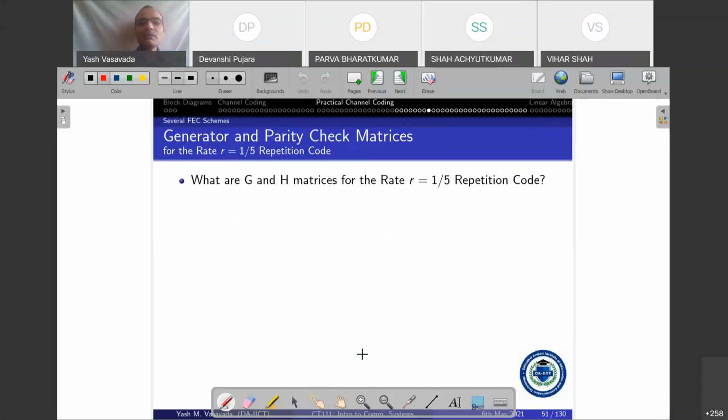But let me now write the G and the H matrices, just to make it a little spicy. I'm going to ask you about the rate 1 over 5 repetition code. So how can I write the G matrix? In order for you to be able to answer this, let me say that the way those matrix products look will be like this. I should do it in a different color, maybe a thicker line.